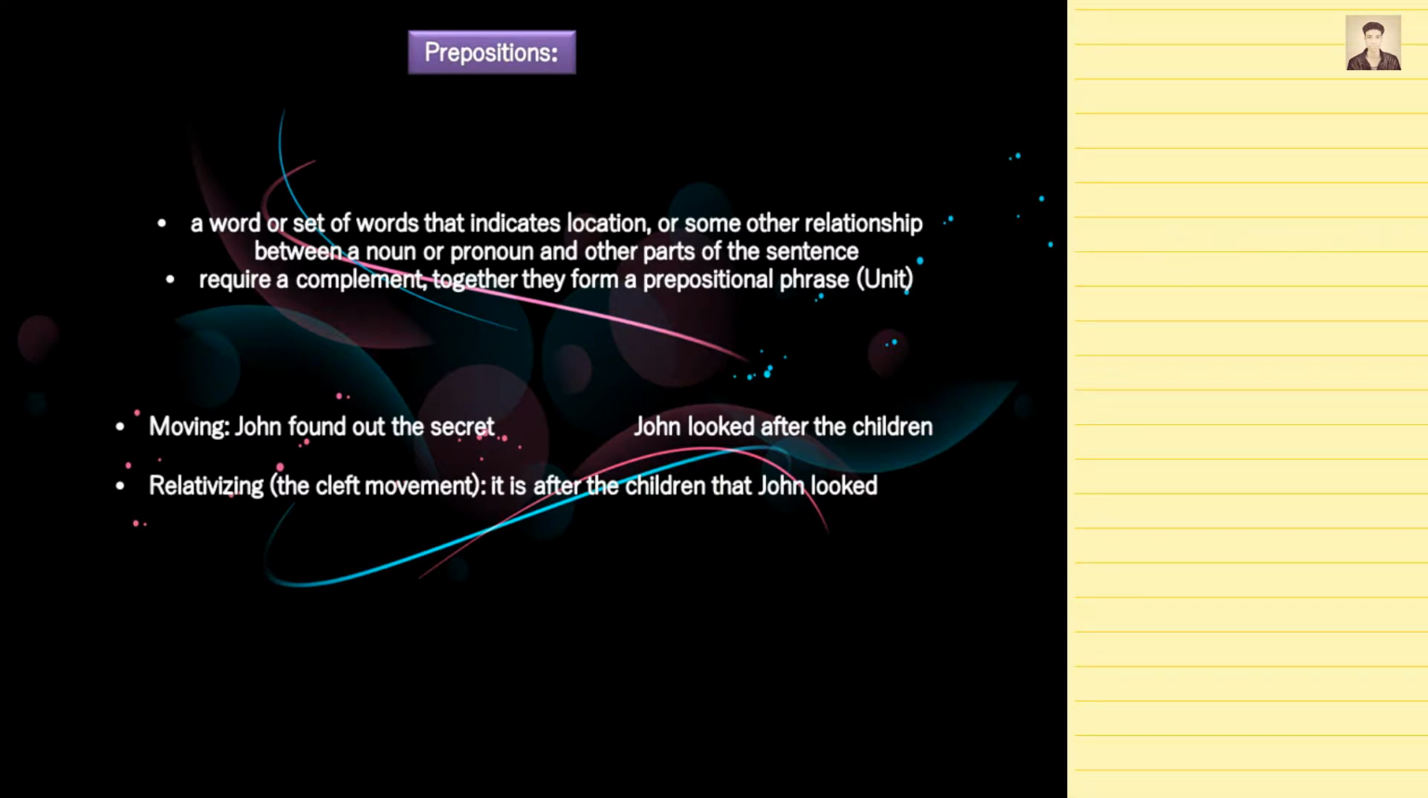To identify the preposition, two tests are applied. The movement test. We have an example. John found out the secret. So we don't know whether out is a preposition or something else. So we move it. We move it after the object and it becomes John found the secret out. This is possible. So this fact indicates that this is not a preposition.